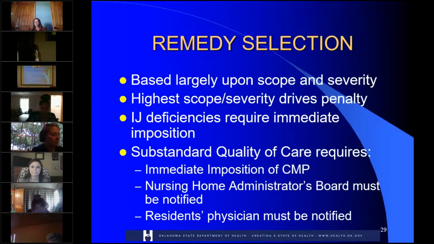Largely on scope and severity, we look at the highest scope and severity because that's what drives the penalty. IJ deficiencies require immediate imposition, of course. Substandard quality of care also requires immediate imposition of a CMP. And then, of course, the nursing home administrator board must be notified, and the resident's physician has to be identified and notified as well.